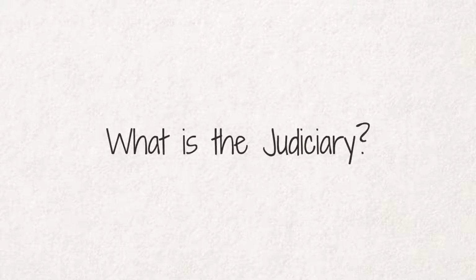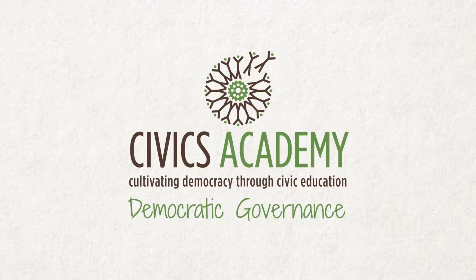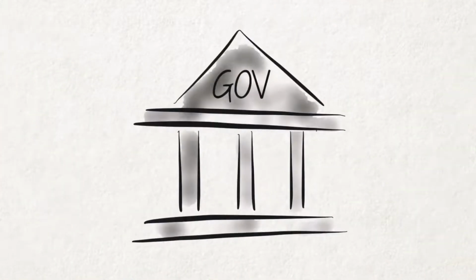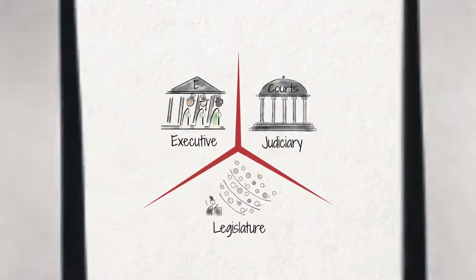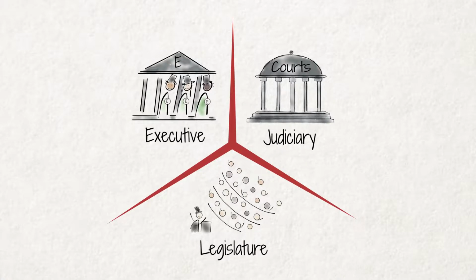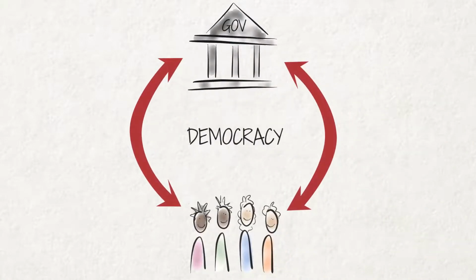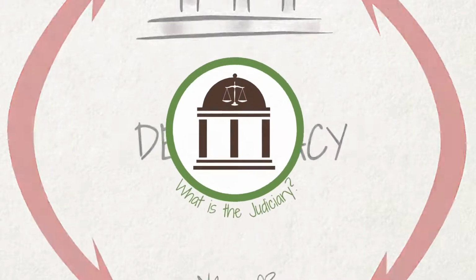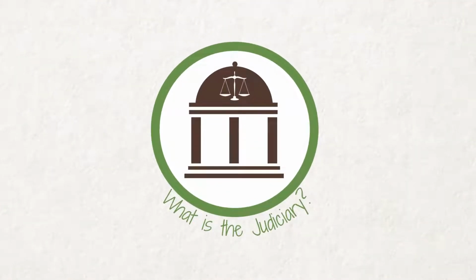What is the judiciary? Welcome to the Civics Academy Governance Series. In these videos, we explore different aspects of democratic governance and the concept of the separation of powers as one of the key features of democracy. In this video, we look at the third branch of government, the judiciary, its responsibility and tasks.